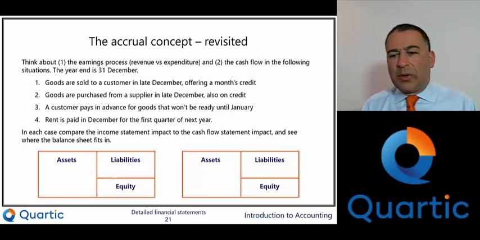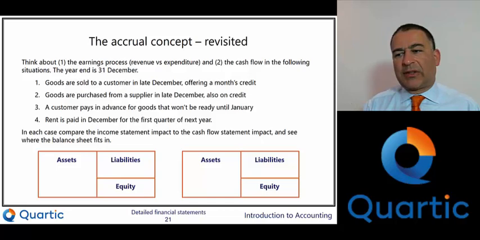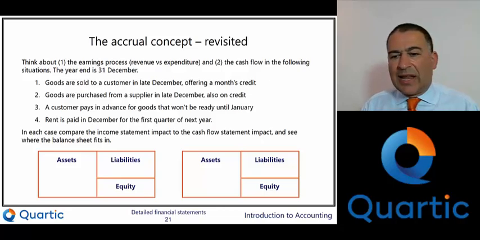And what we're going to do is for each of these 4 transactions, we're going to do a pair of them. So goods are sold to a customer in late December. What I'm going to do for the first time is we're going to put in that transaction where the good is sold, and then we're going to see what happens when the cash is paid. So let's begin. So goods are sold to a customer in late December, offering a month's credit.